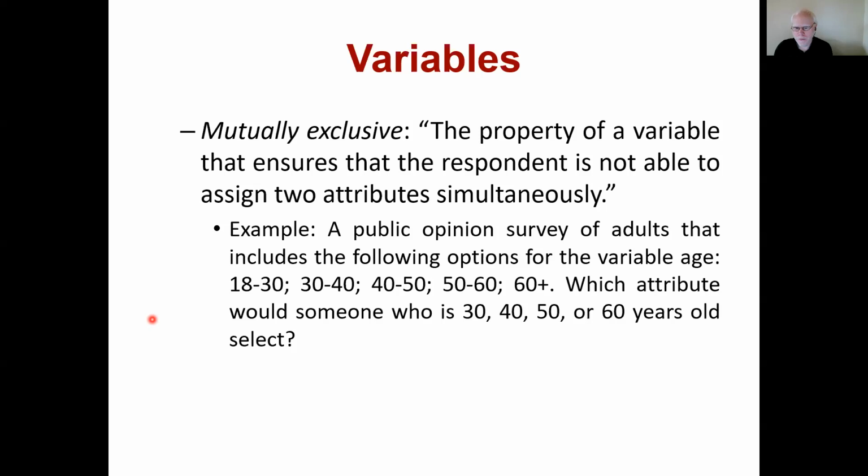So for example, a public opinion survey of adults includes the following options for the variable age: 18 to 30, 30 to 40, 40 to 50, 50 to 60, 60 plus. Which attribute would someone who is 30, 40, 50, or 60 years old select? Right? If you're 30, do you choose 18 to 30 or 30 to 40? If you're 40, do you choose 30 to 40 or 40 to 50? These groups are overlapping. So somebody with a specific attribute may not be able to properly answer this question, because the way you've listed the attributes is overlapping.